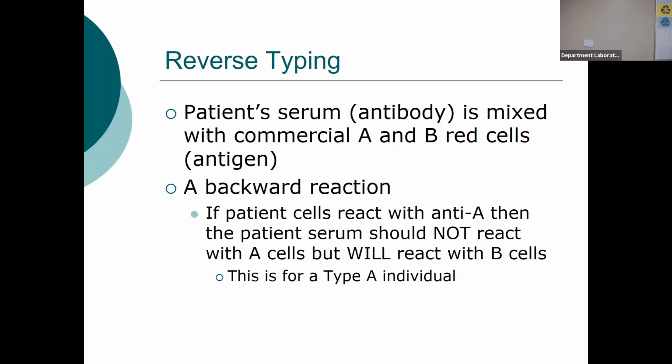Your reverse is patient plasma mixed with commercial A and B cells. If your patient has the ABO antibody in their plasma, they will react with the cells. For instance, if your patient has anti-A in their plasma, you will have a reaction with A cells. If your patient has anti-B in their plasma, you will react with the B cells.